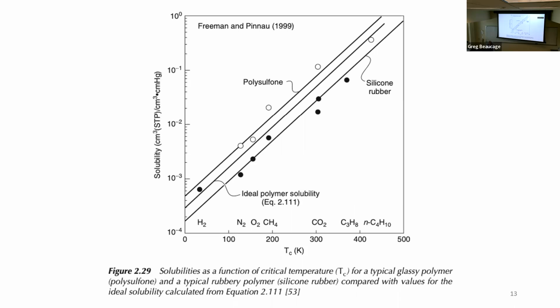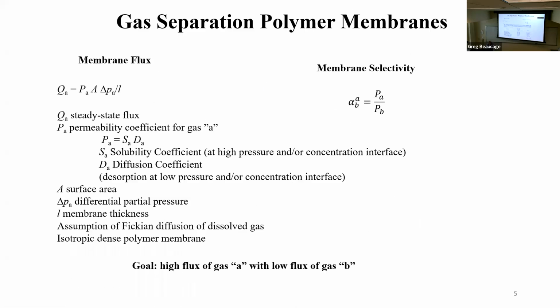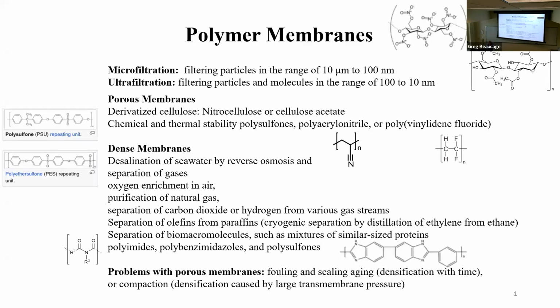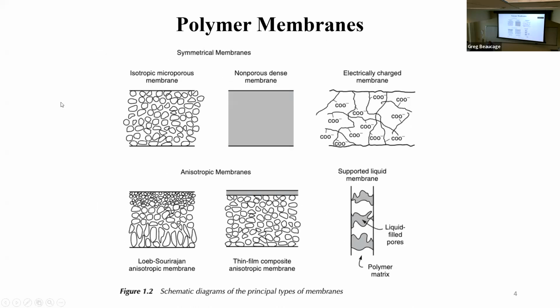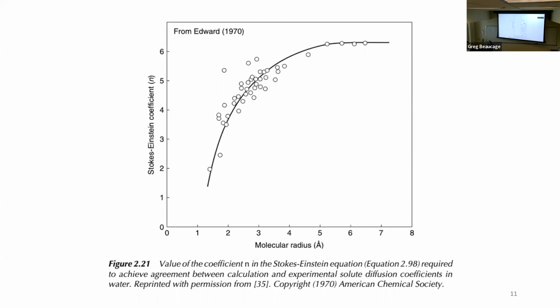This is relating the critical temperature to the solubility for different gases, like the critical temperatures of each of these gases versus solubility in different polymers. So polysulfone and silicone rubber. Polysulfone is this SO2 thing. This guy has an S double bond O, sulfone in it, right? And you usually put aromatics in to make it stronger.